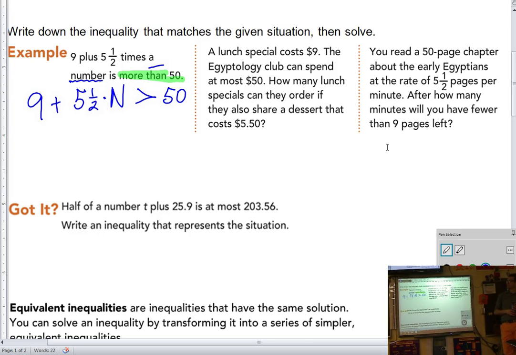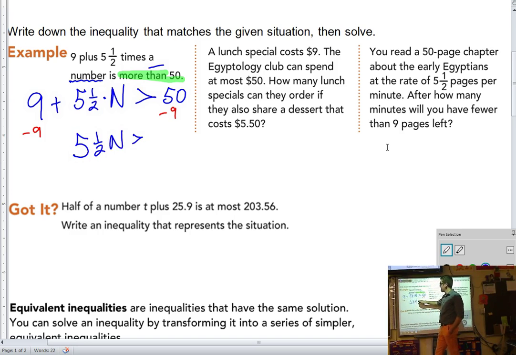TJ, what would be the first thing that I would do here to solve that? We got to get rid of that positive 9. So we subtract 9 on both sides. I get 5.5 n is greater than 41. Is there a way that I could write the 5.5 to make it easier?